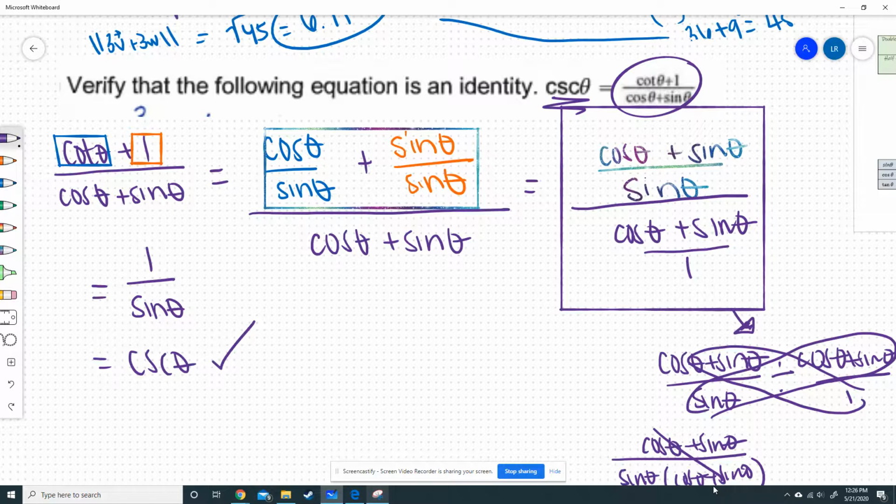And so we just verified that it is an identity by only manipulating one side of the equation and making it look like this side of the equation.